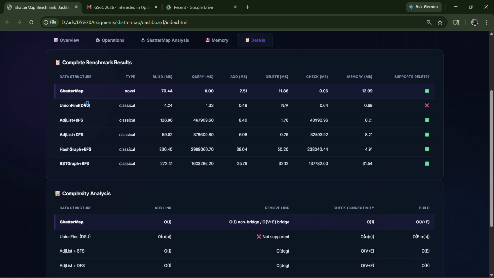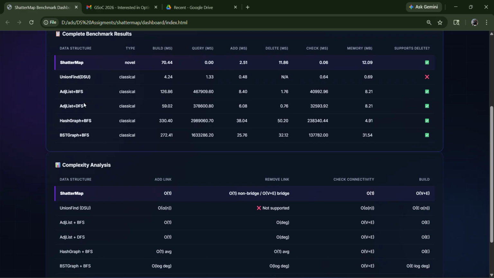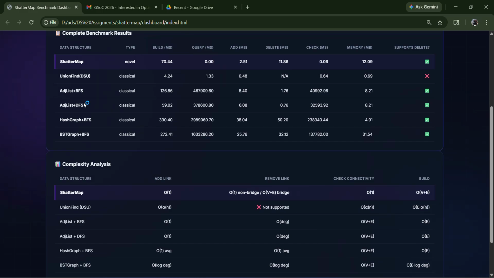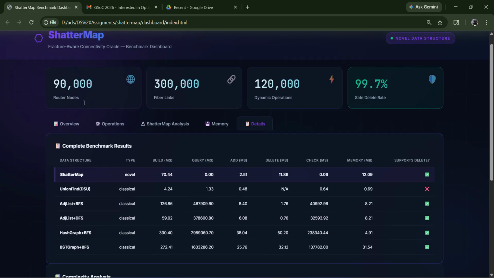So now let us understand why it matters. When a fiber cable breaks in an underwater trench or a router fails in a data center, an ISP needs to know immediately if you are still connected. Shutter Map makes that possible at scale. This means faster internet outage detection, automatic rerouting in milliseconds, not even seconds, and monitoring 90,000 plus node networks without massive infrastructure cost. It is not just faster, it's enabling entire new possibilities for network reliability.